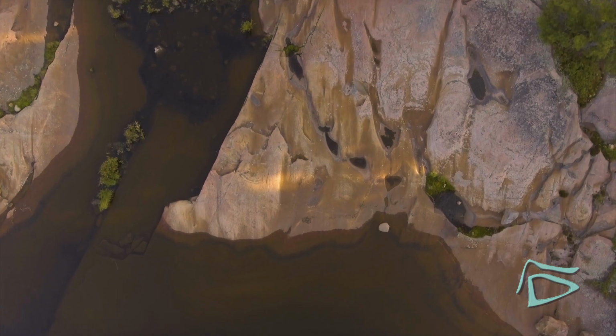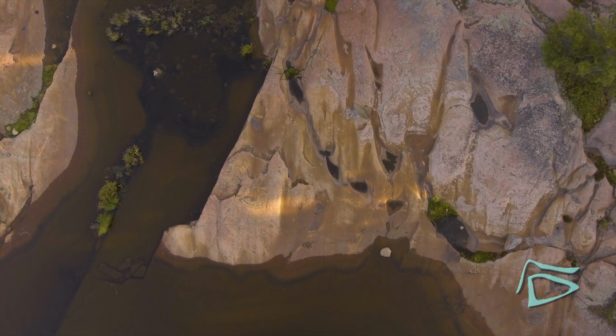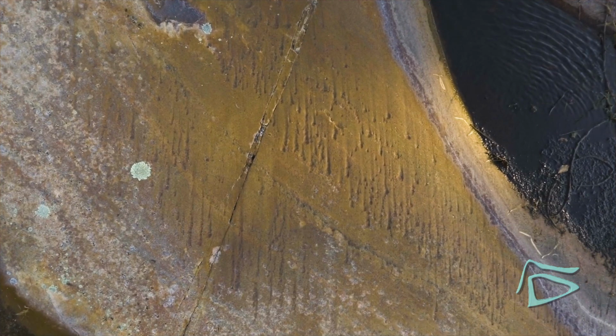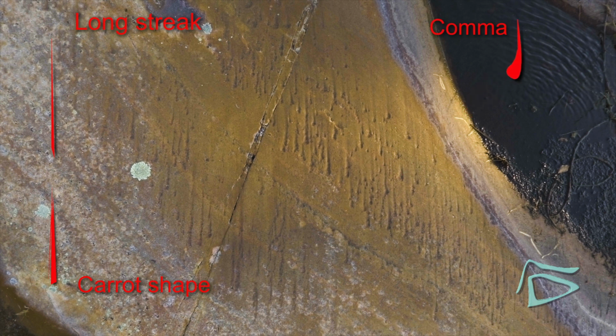Closer views reveal countless pit shapes, centimeter to decimeters in size. At closer look, we observe different pit forms: long strake, carrot shape, pit with coma tail, series of pits, pits with tails.